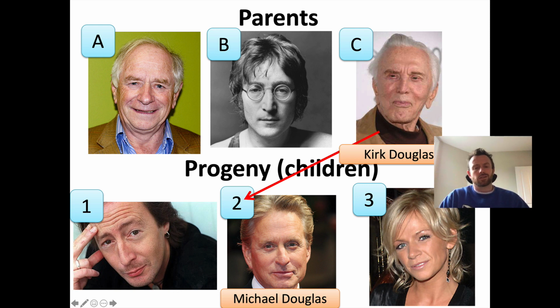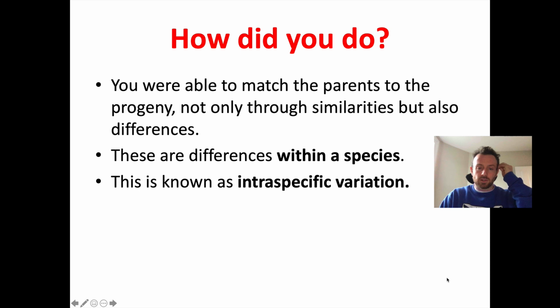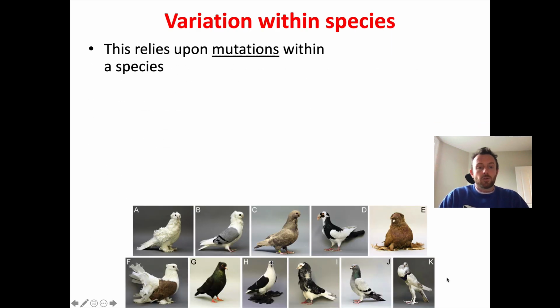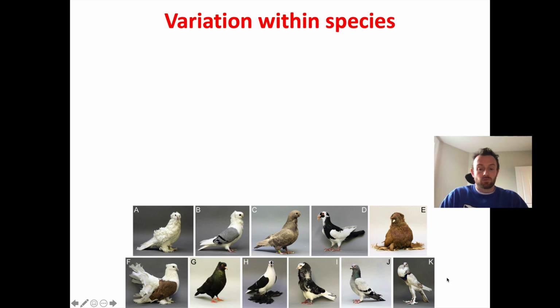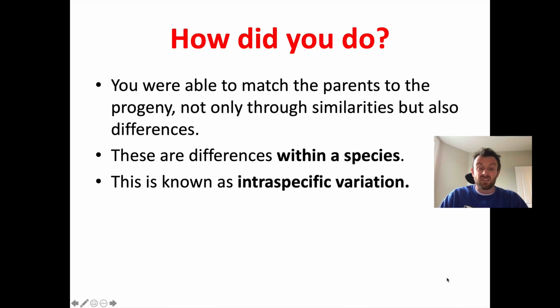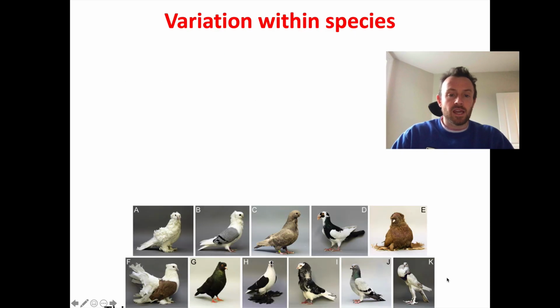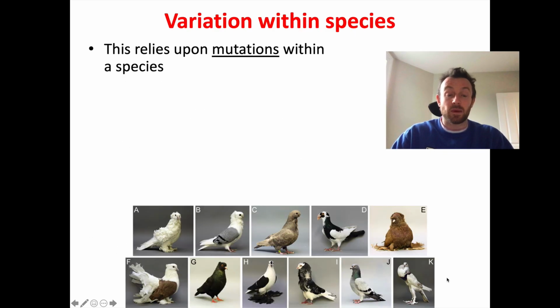Now, how did you do this? How did you get on? Well, you were able to match the parents to the progeny, that's their children, not only through similarities but also through differences. So these similarities and differences within a species are known as intraspecific variation. So this intraspecific, I want to write that down, intraspecific variation. This intraspecific variation is the variation within a species, and this relies upon mutations that exist in a species.